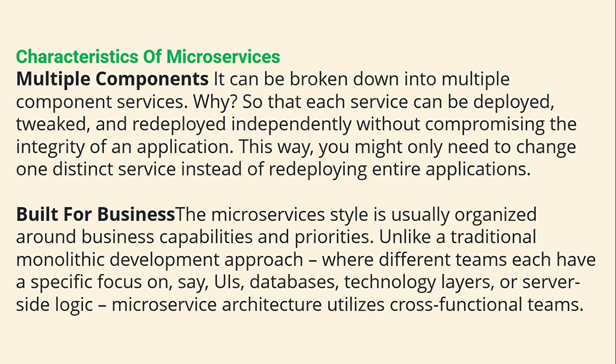Now let's look at some of the characteristics of microservice. First is multiple. It has multiple components. So it can be broken down into multiple component services. Why? So that each service can be deployed, tweaked, and redeployed independently without compromising the integrity of an application. This way, you might only need to change one distinct service instead of redeploying entire applications. It is built for business. The microservice style is usually organized around business capabilities and priorities, unlike a traditional monolithic development approach where different teams each have a specific focus on, let's say, UI, database, technology layers, or server-side logic. Microservice architecture utilizes cross-functional teams.